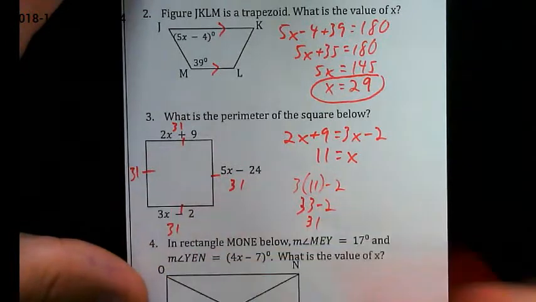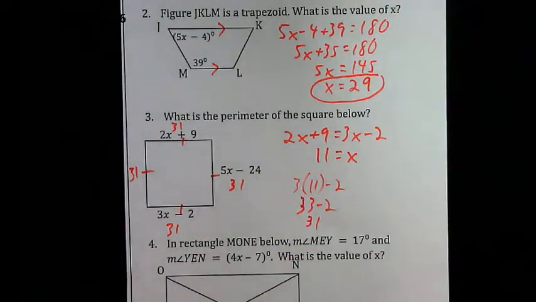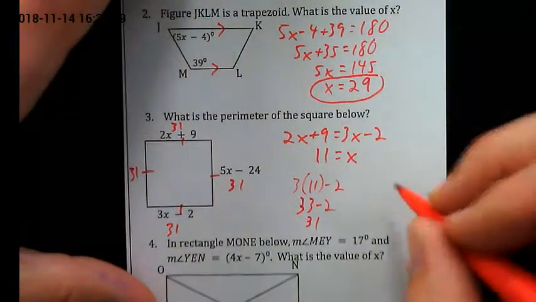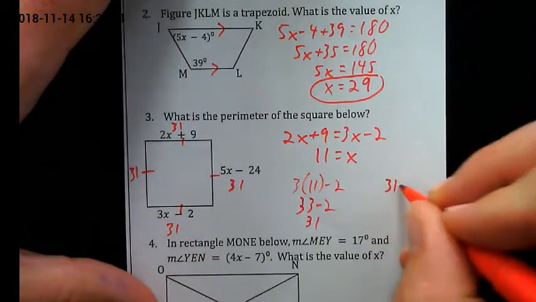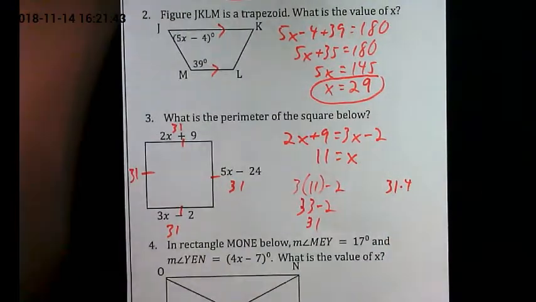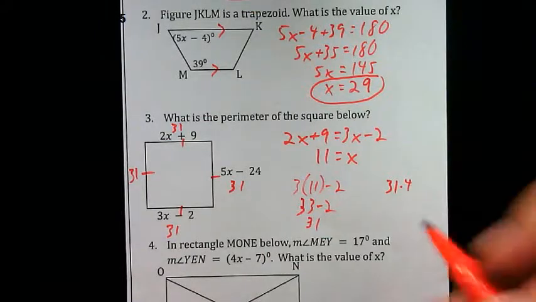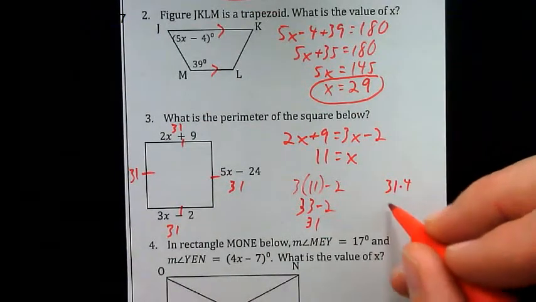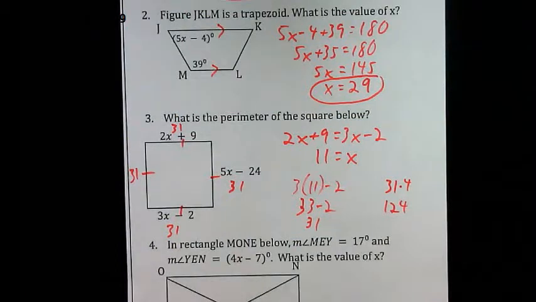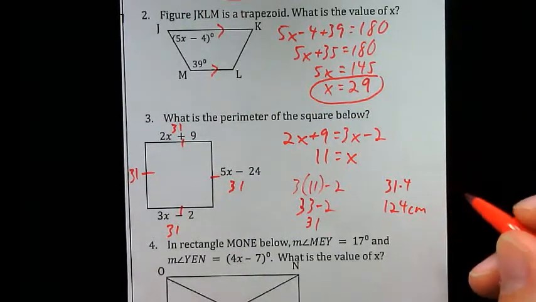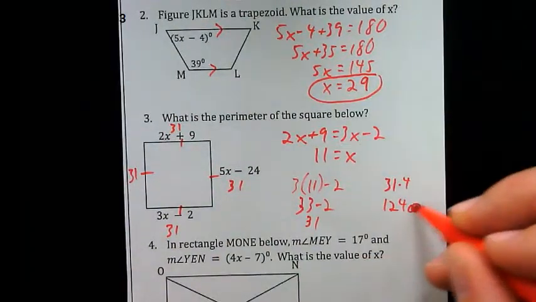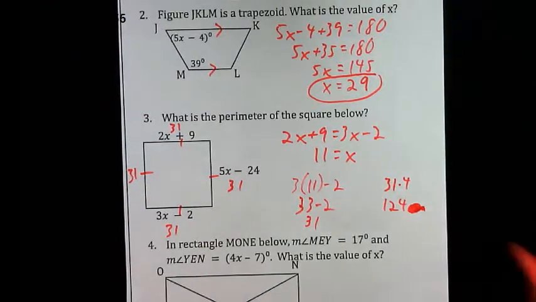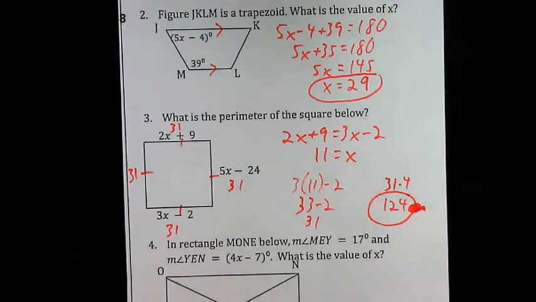So we have 31. You could add it up 4 times, or you could just say 31 times 4, which is probably a little bit faster. Because again, we have 4 sides that are all 31. It's going to give us a total of 124. Oh, no, that one didn't say centimeters anywhere. I lied. You don't have to put centimeters. Just 124.